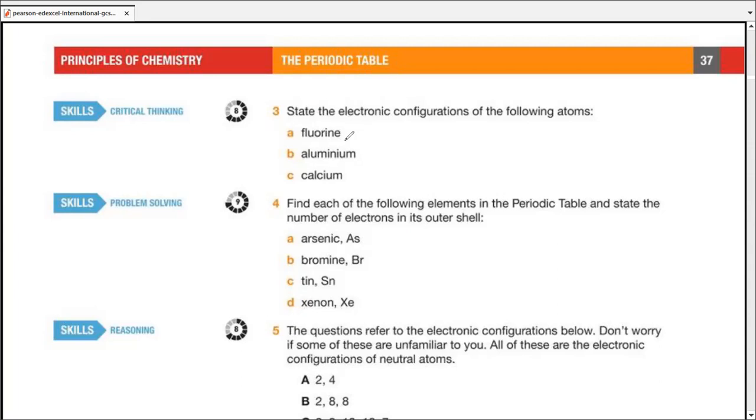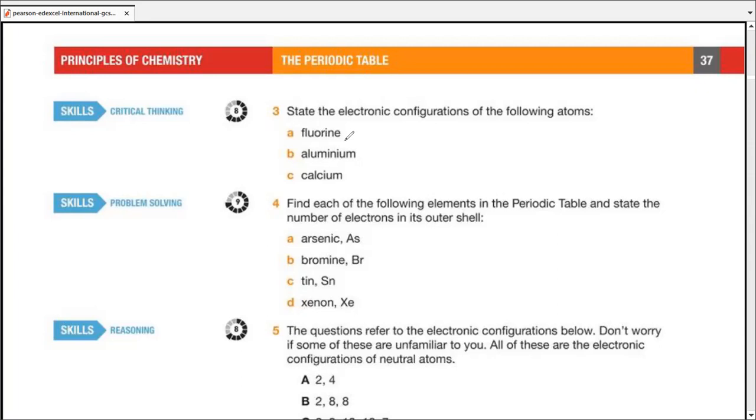State the... Are you able to hear me? Yes, I'm able to hear you. You have done this previously, so I think it's easy for you to start off with fluorine. If you have the periodic table in front of you, it should be easy, right?